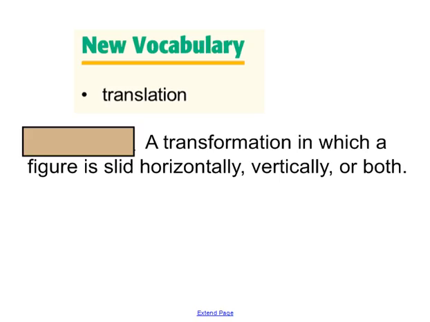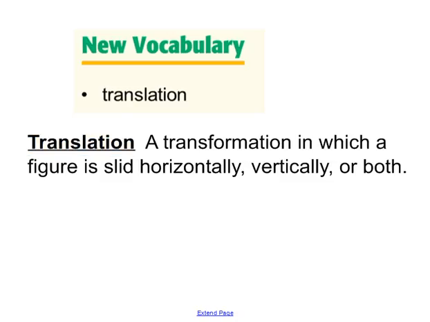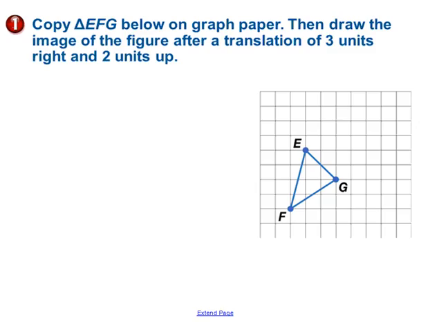We need a definition of what a translation is. A translation is a transformation in which a figure is slid horizontally, vertically, or both. So let's jump right in and do an example here.